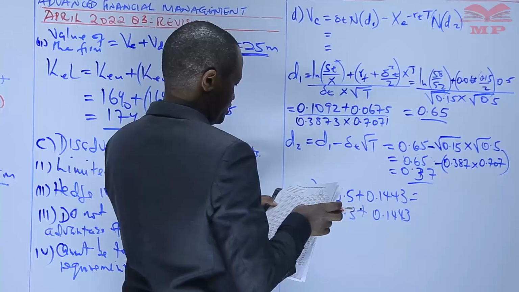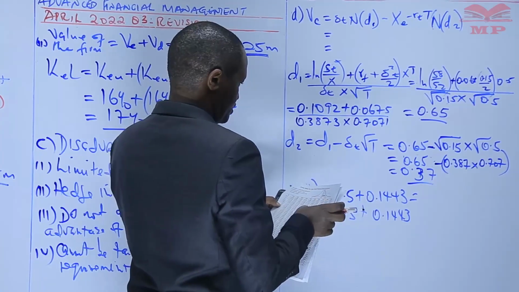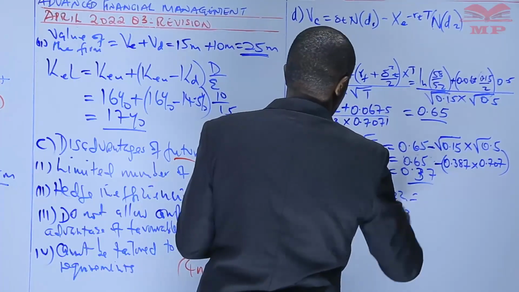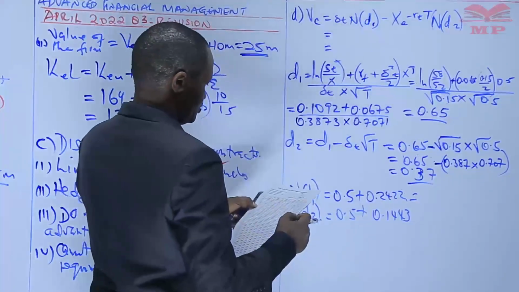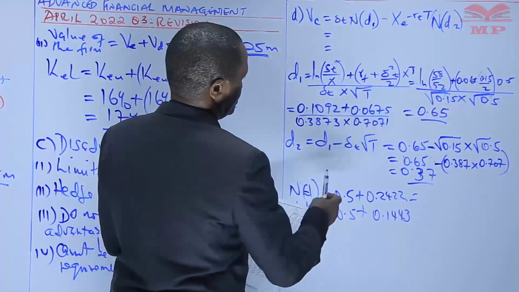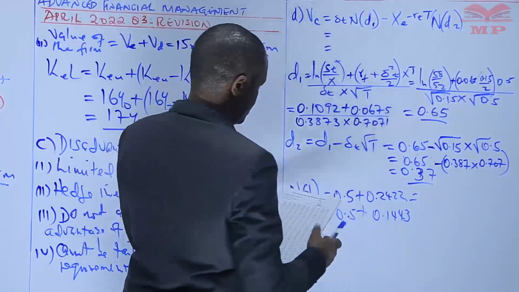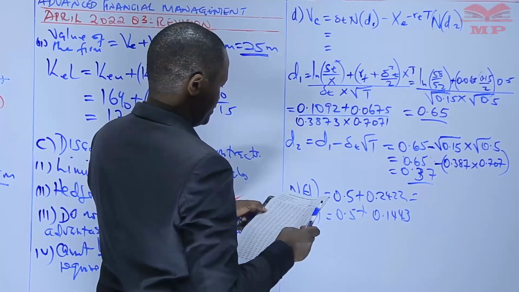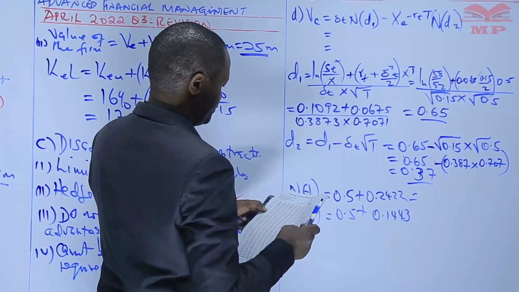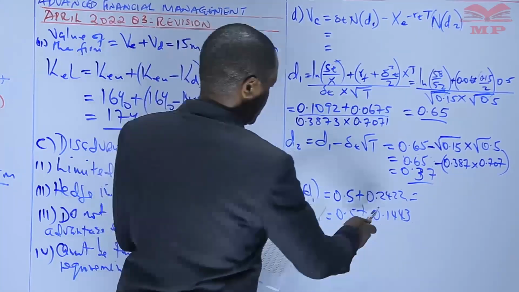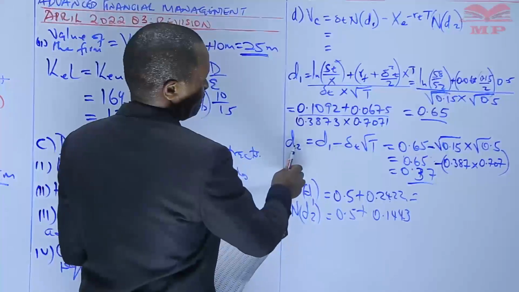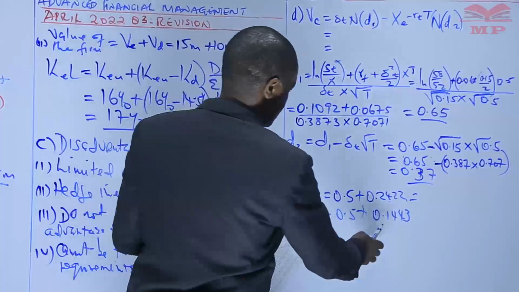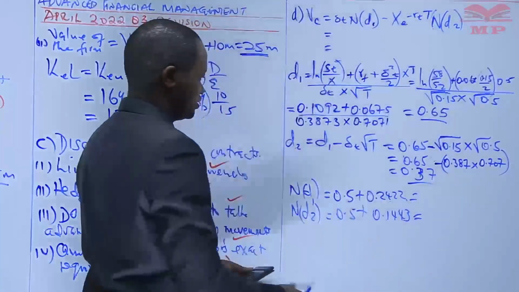And 0.65 should be 0.2422. D1 is 0.65, 2422. Correct. Then D2 is 0.37, 1443. That's correct.